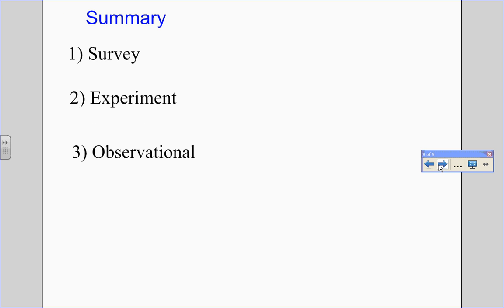Okay, so to summarize, we looked at 3 ways to collect statistical data. One way is to survey, which is just asking people a set of questions. One way is to perform an experiment. So in an experiment, there is manipulation. And the other one is observational. So in observational, you're just watching, you're not manipulating the population.